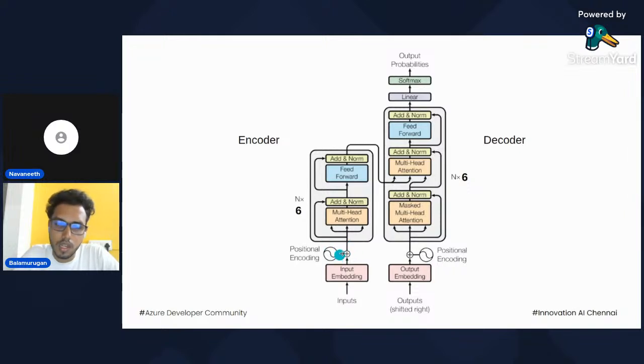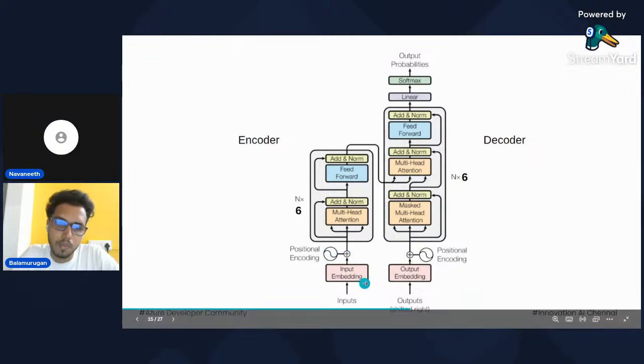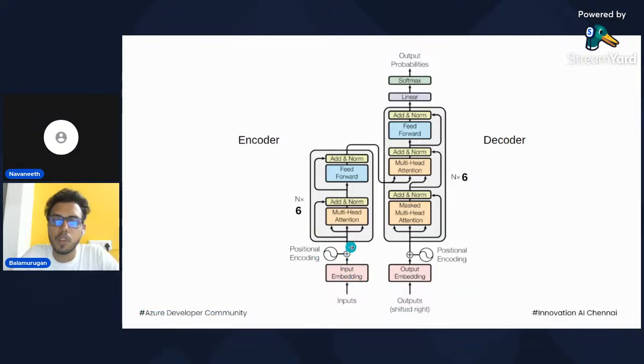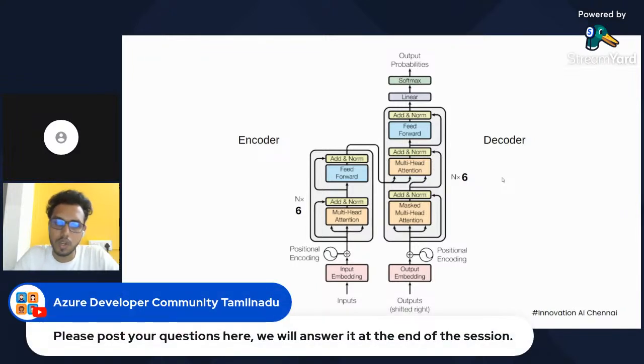So the positional encoding's output will be again a 512 dimension vector, same as the input embedding. This embedding will be added with the positional encoding, and both together comprise the semantic meaning of the word as well as the position. By using the embedding and the positional encoding layers, it will be passed over to the encoder block. The encoder block comprises multi-head attention.